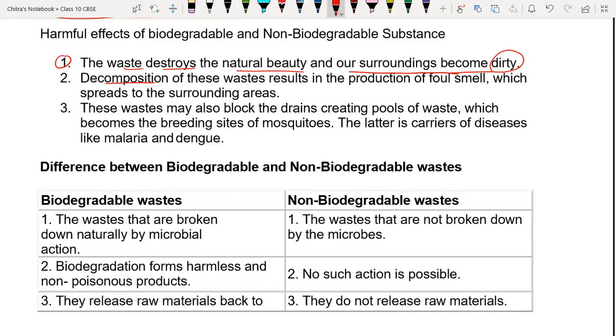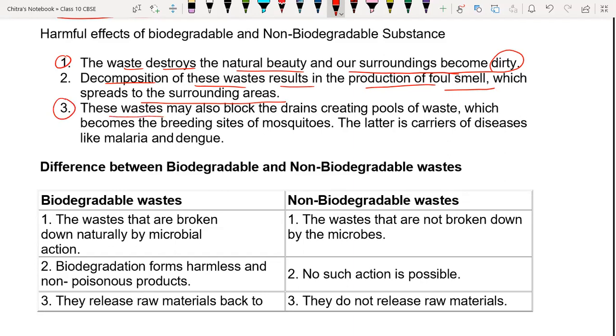Second, decomposition of these wastes results in the production of foul smell. The decomposition process releases many gases and they smell very bad, which is called foul smell, which spreads to the surrounding areas and may cause diseases also, like vomiting, headache, etc.